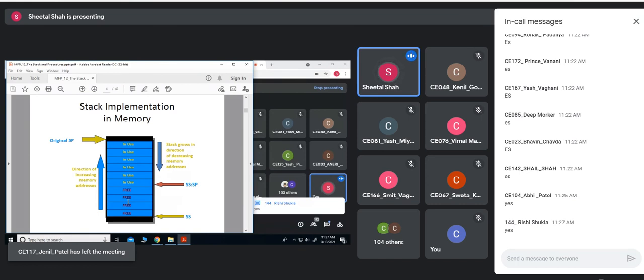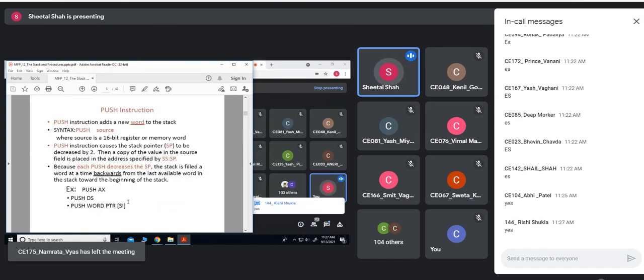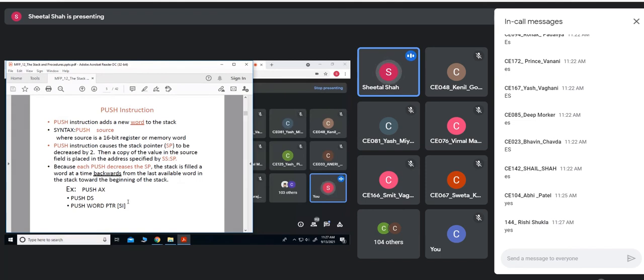We'll see how it is used in our 8086 processor as we go further with some instructions. Say now there are two instructions to put data into the stack or to retrieve data from the stack. The very first instruction is the push instruction. Push instruction adds a new word onto the stack. So if I want to place some data onto the stack, I have to use this push instruction.